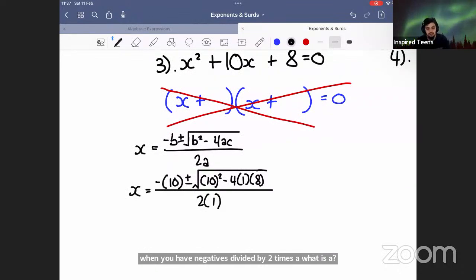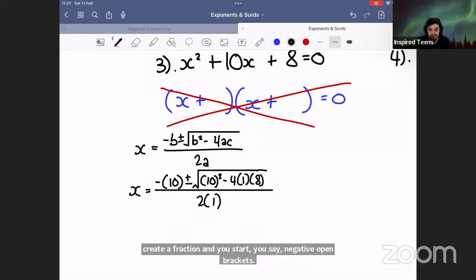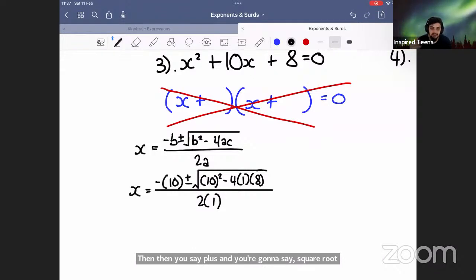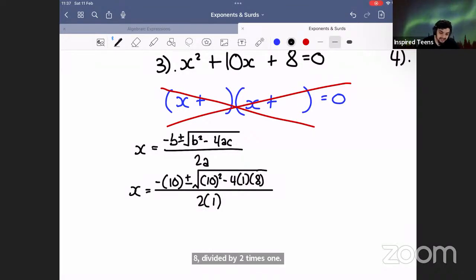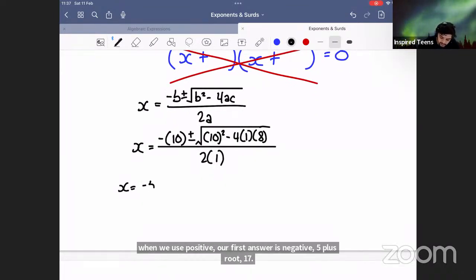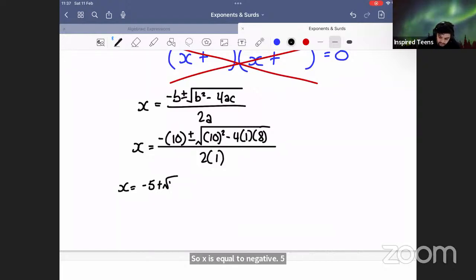So now in your calculator, you take it out, you create a fraction, and you start. You say negative, open brackets, 10. Then you say plus. And you're going to say square root, open brackets, 10, close your bracket, squared. This is all inside of your third. Minus 4 into 1 into 8 divided by 2 times 1. So when we use positive, our first answer is negative 5 plus root 17. So x is equal to negative 5 plus root 17.